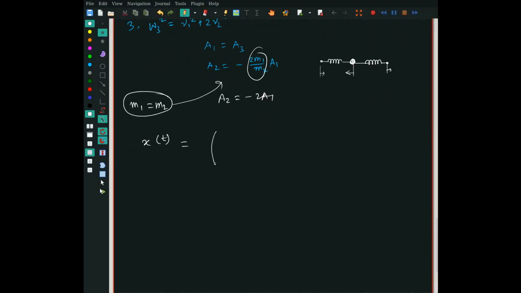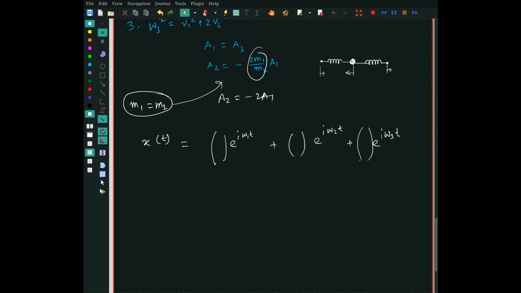So remember, the general solution would be a linear superposition of the three modes of vibration. So one mode is e to the power i omega 1t, plus another mode is e to the power i omega 2t, plus another mode is e to the power i omega 3t. So this is my general solution. Sorry, forgot to write down the column matrix.